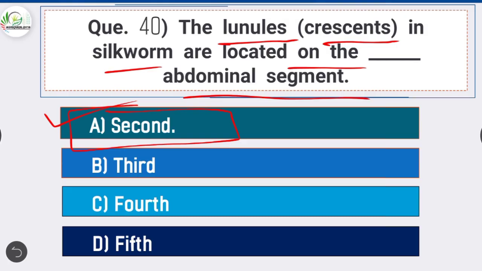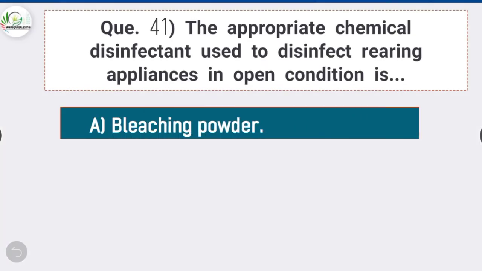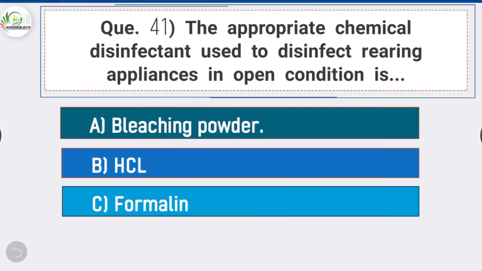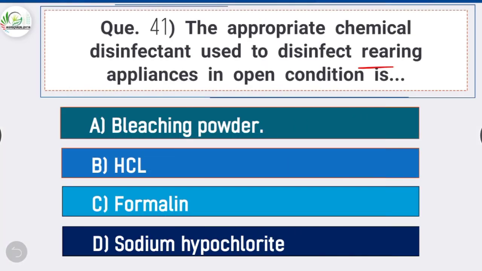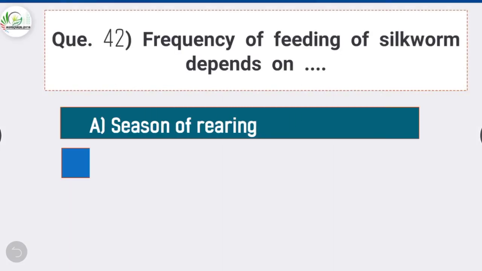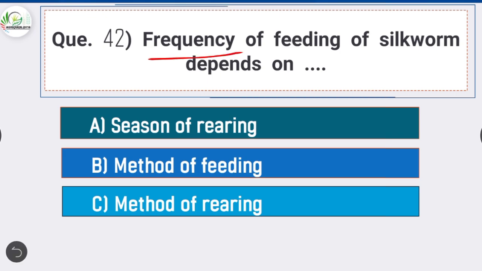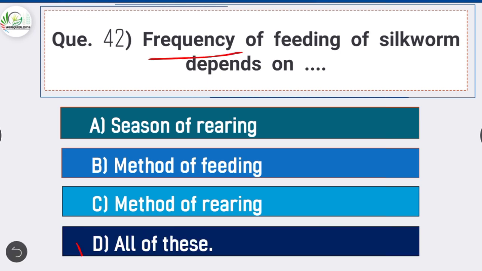Question number 41. The appropriate chemical disinfectant used to disinfect rearing appliances in open condition is, and the correct answer is bleaching powder. Question number 42. Frequency of feeding of silkworm depends on, and the correct answer is all of these. That means frequency of feeding of silkworm depends on season of rearing, method of feeding and also method of rearing.